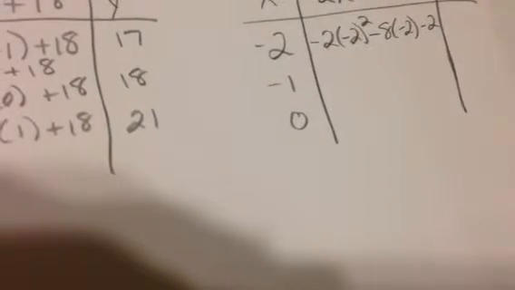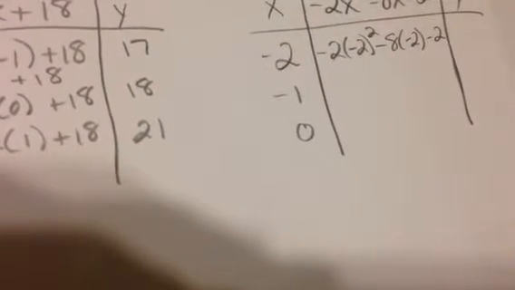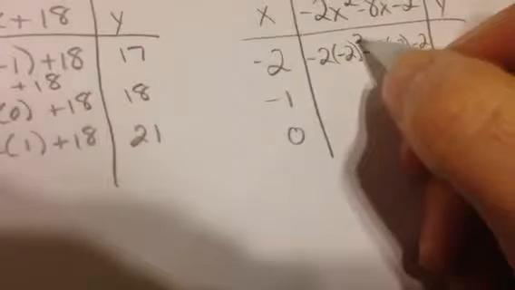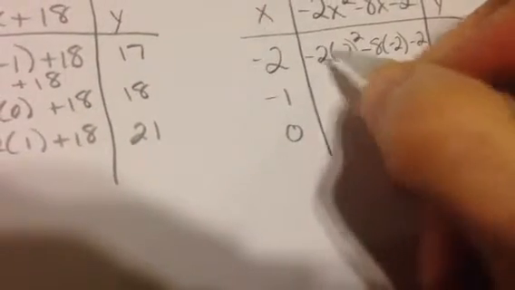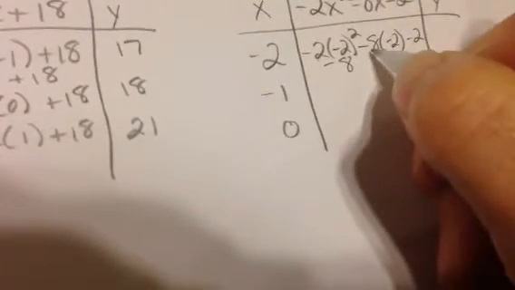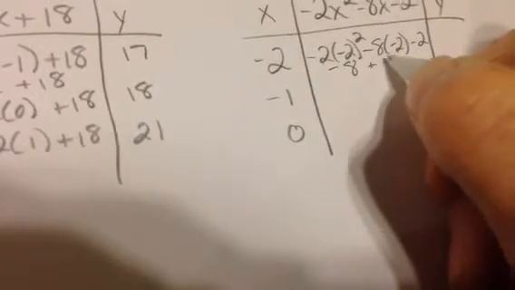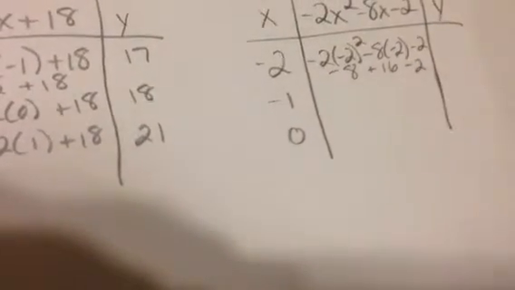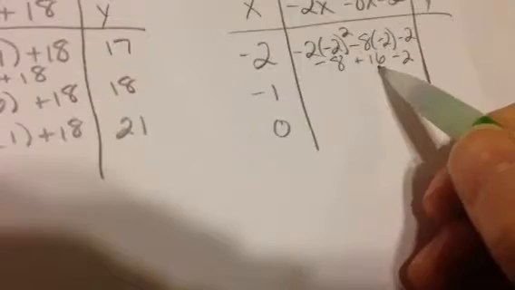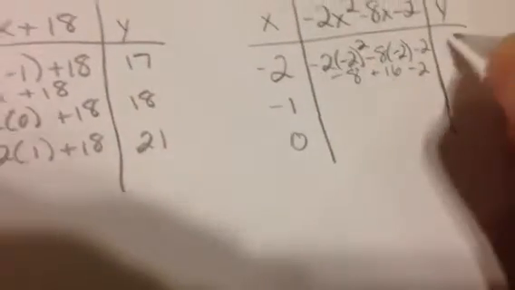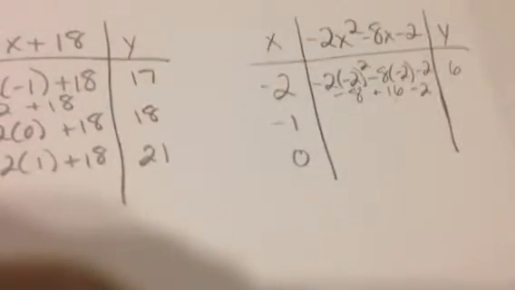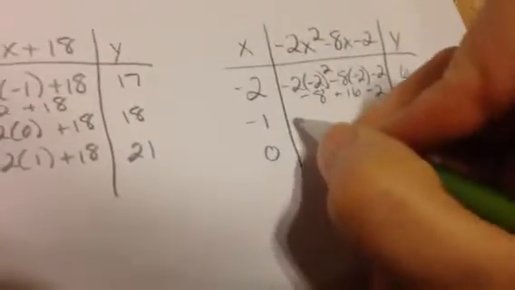Again, I'm not using a calculator, and you can check this with what's in your notes. -2 squared is a +4, times -2 is a -8. -8 times -2 is a +16, and then bring down the -2. So I know -8 plus 16 is 8, minus 2 is 6, and that's what you should have in your notes.